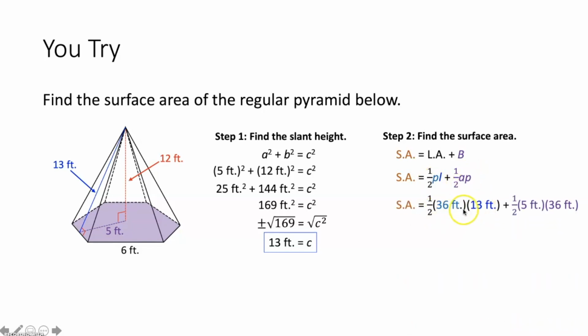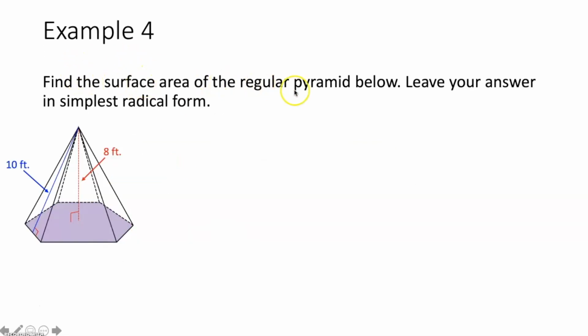We now multiply these together, then add those two quantities together, and we get that the surface area of this regular pyramid is 324 feet squared, or square feet. Now example 4 says find the surface area of a regular pyramid below. Leave your answer in simplest radical form.